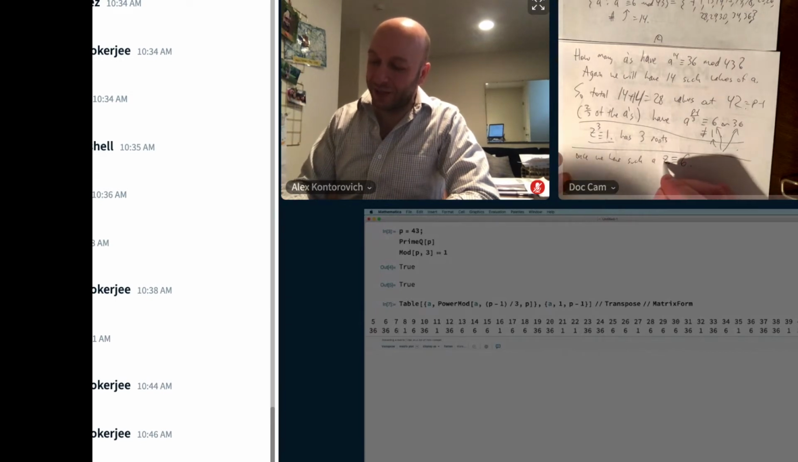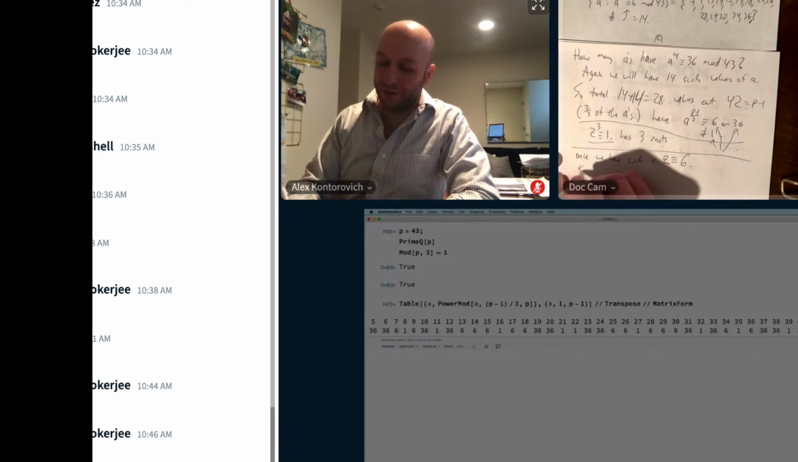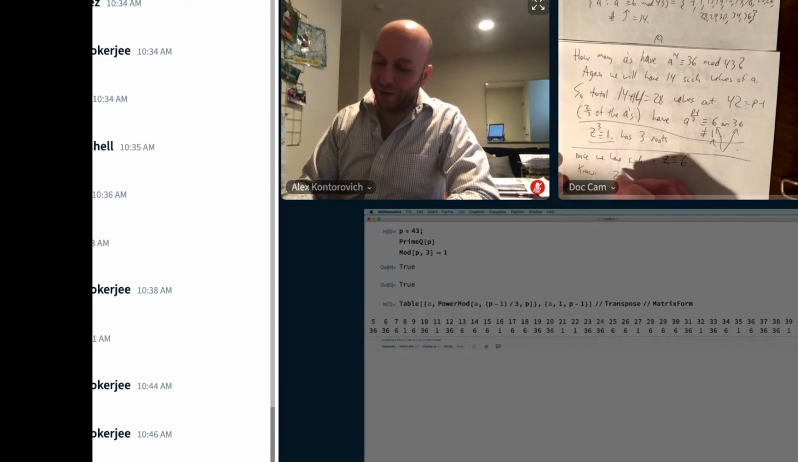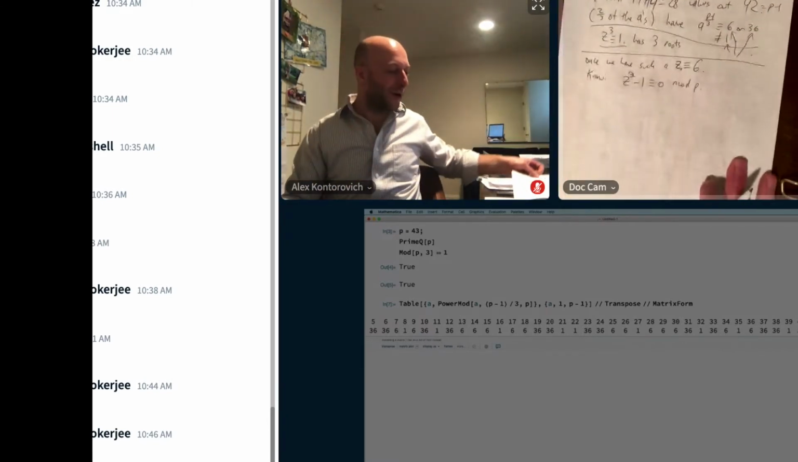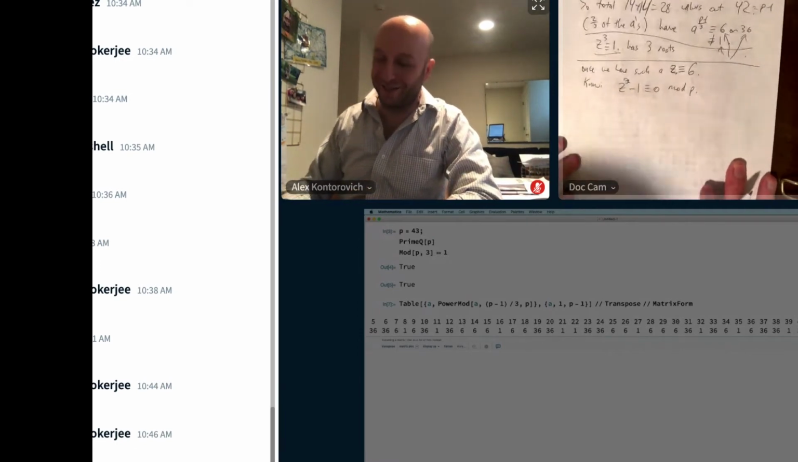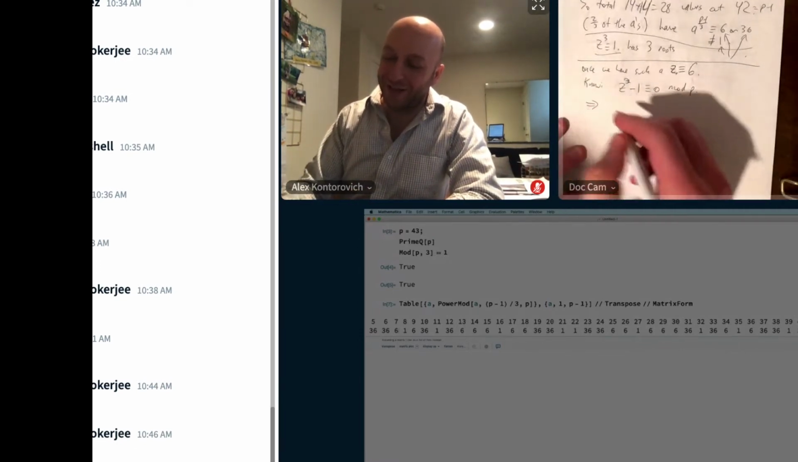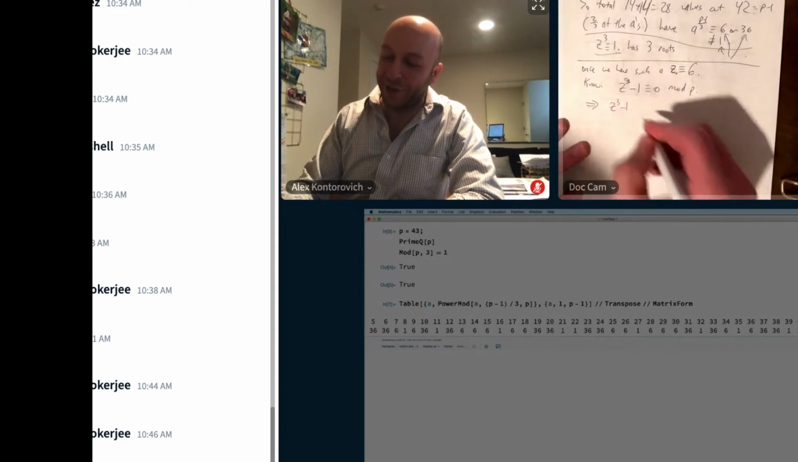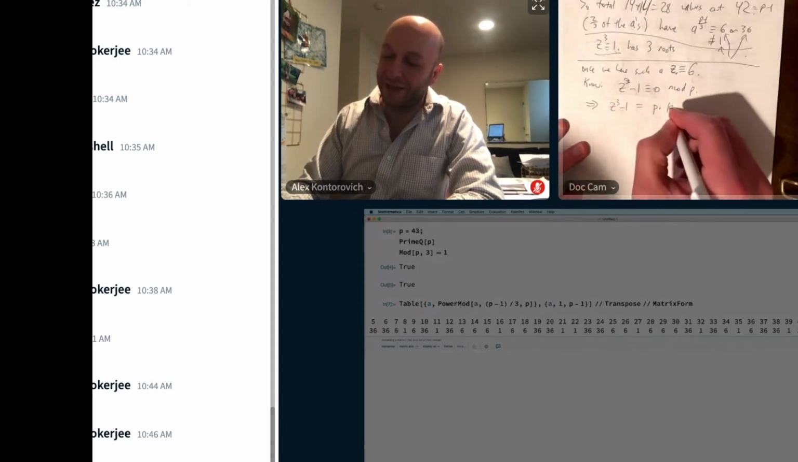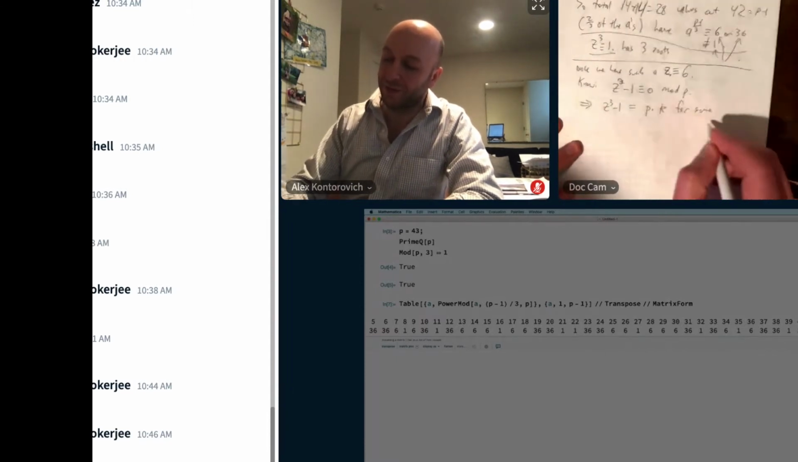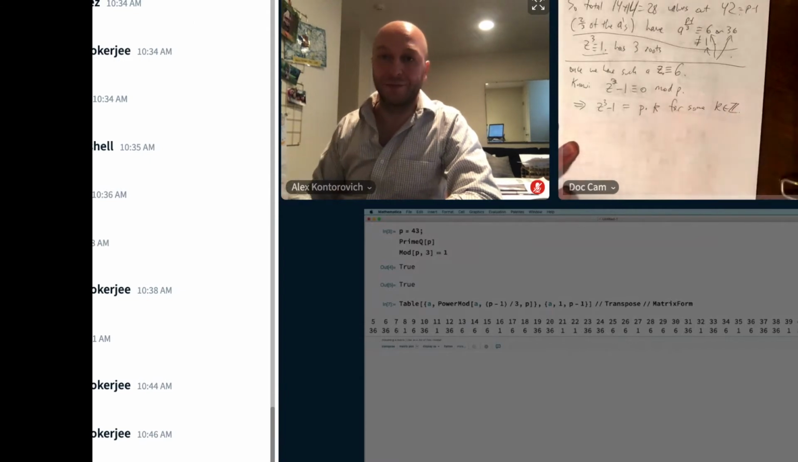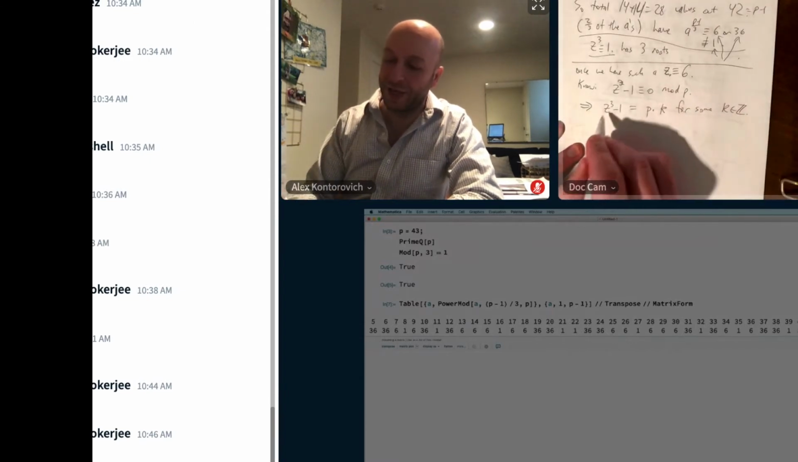So let's take z equals 6. We know that z cubed minus 1 is congruent to 0 mod p. Right? This is going to be the same argument. We're just running the same argument again. What does that mean? That implies z cubed minus 1 as an integer is equal to p times k as an integer for some integer k.